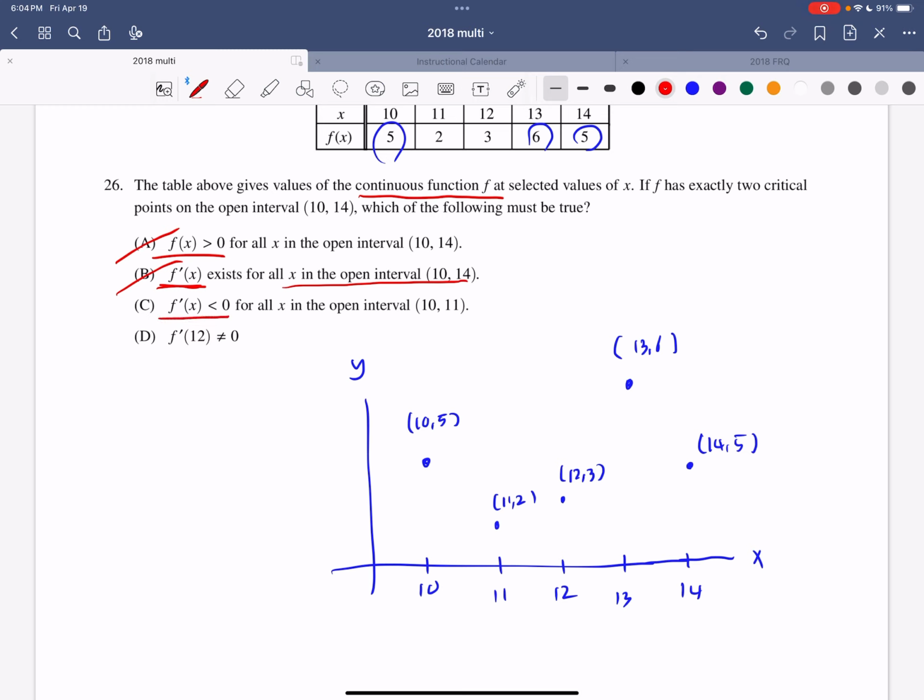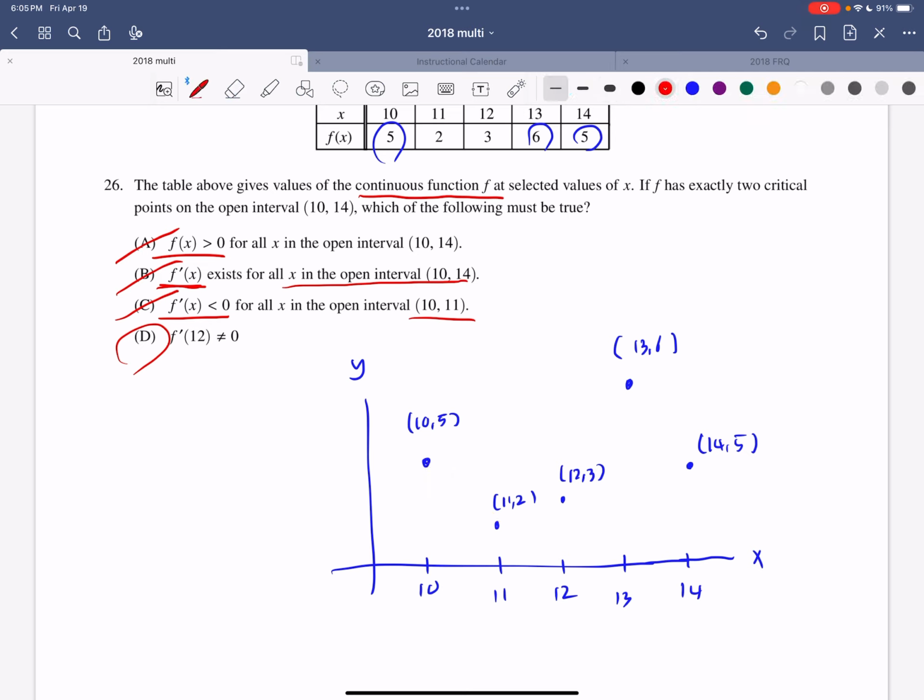Now, the slope is going to be negative from what? From 10 to 11. Again, yep, it is going down. But is it possible that we are going to have a positive slope? Yes, because here, do you see it's going up and then going down? We have a positive slope here. It is possible, so it's not always true. So that's also not true. Therefore, by law of elimination, D is going to be the answer.